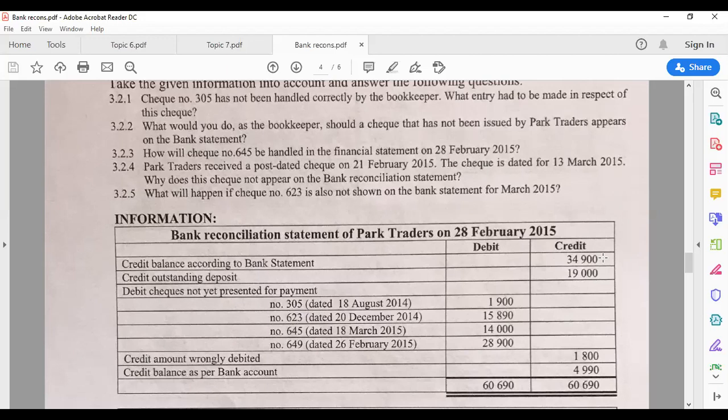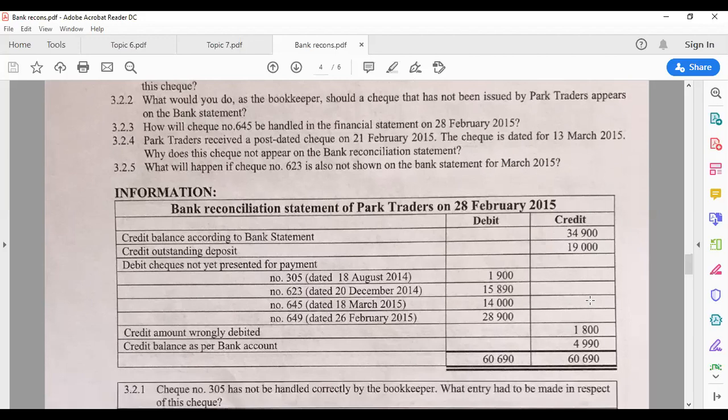Okay, now we have a credit outstanding deposit. Now this 19,000 Rand was an amount that was not yet taken into account by the bank. So this might be a direct deposit that the bank has not yet taken into account. So therefore, you are not only entitled to this amount from the bank, but you are also entitled to the 19,000 Rand.